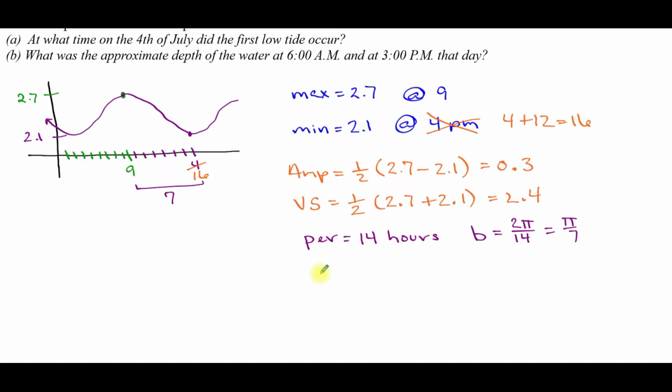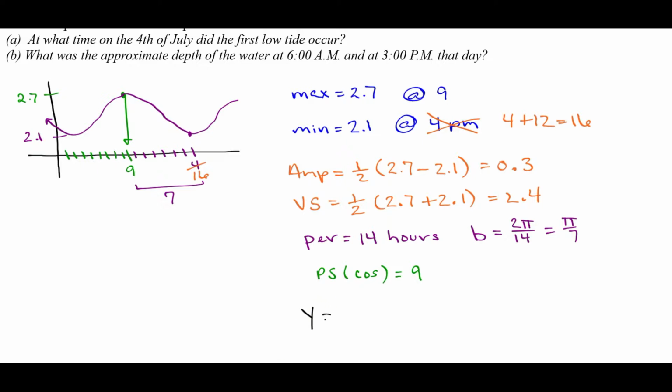Then the next thing we want to think about is our phase shift. Remember, if we do our phase shift in terms of cosine, then we want to look for where a maximum occurs. So here's my maximum, and it's occurring at an x value of 9. So my phase shift is going to be 9. Then I have everything I need to write my equation.